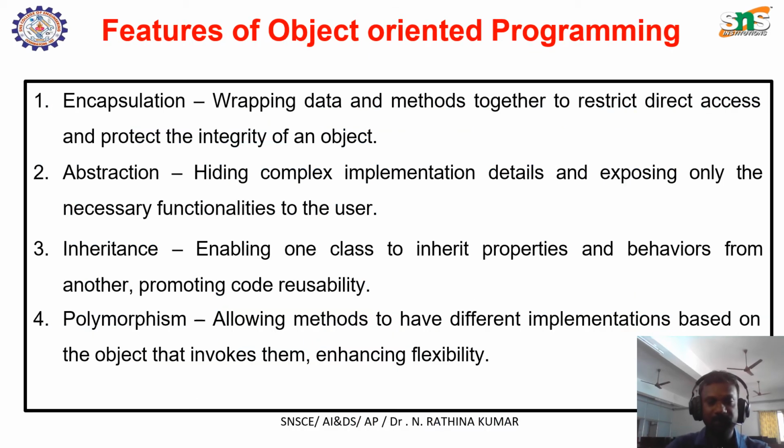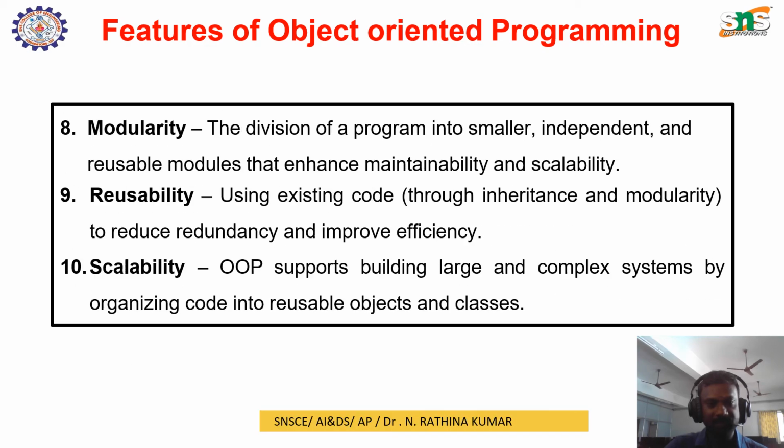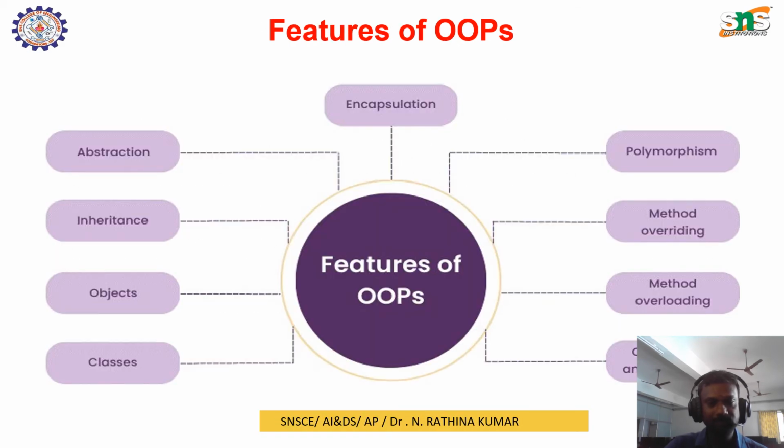These are some of the features and concepts that we discussed in the previous slide; the same thing is repeated here. So we move on to the next one. This is the features of object-oriented programming: abstraction, inheritance, object, class, encapsulation, polymorphism, method overriding, overloading. Everything we'll see later, so don't be confused about anything now.